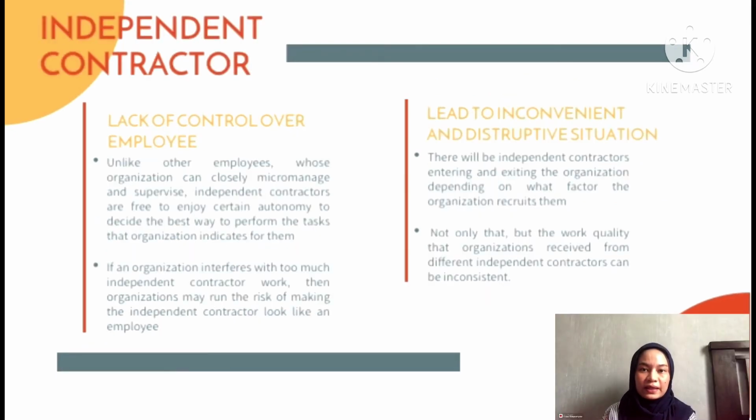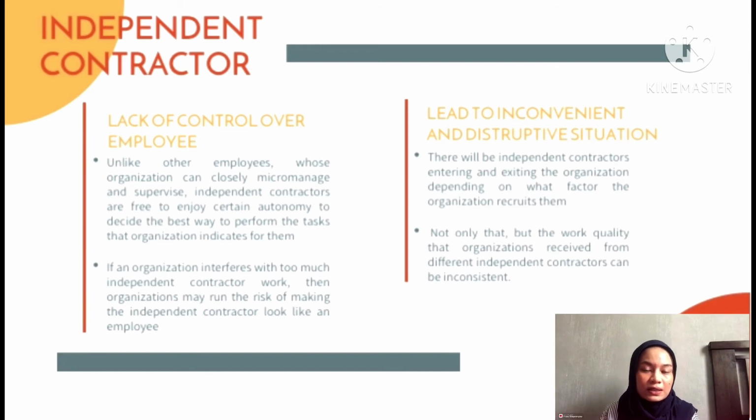The second method mentioned in the article is independent contractor. The limitation of this method is the organization's lack of control over the workers. Unlike other employees whom the organization can closely micromanage and supervise, independent contractors are free to enjoy certain autonomy to decide the best way to perform the tasks that the organization indicates for them.